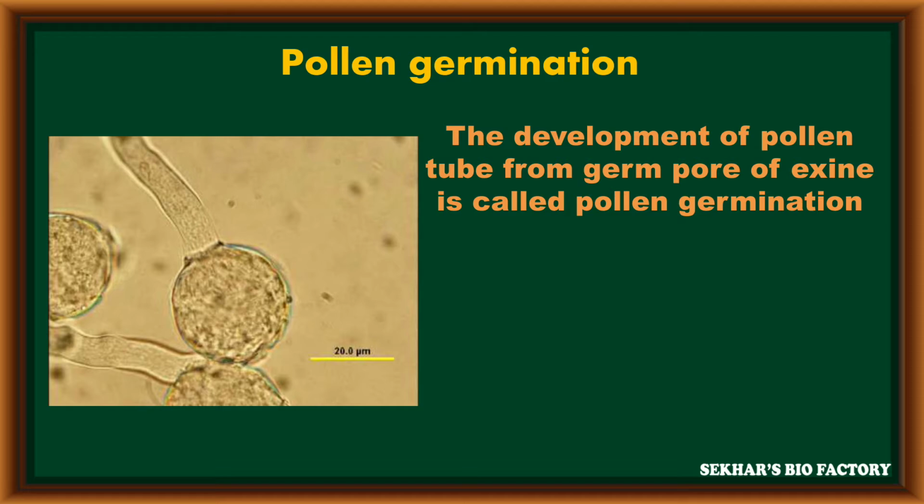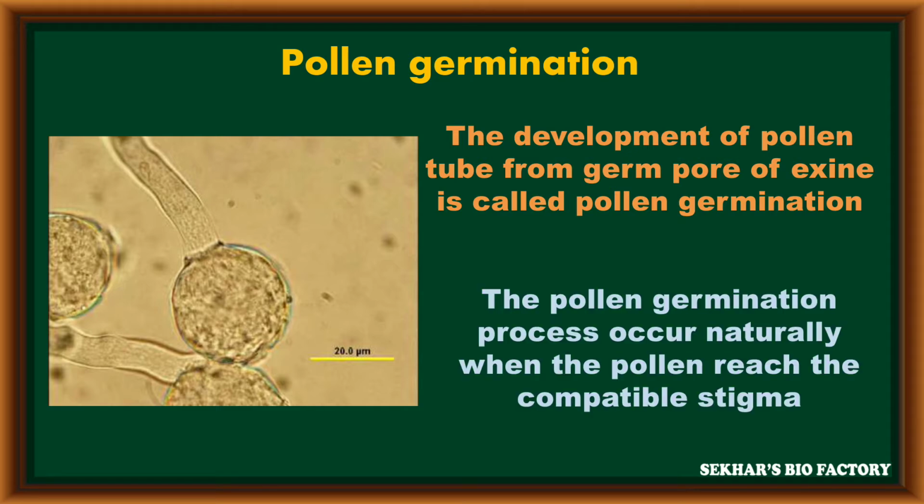Pollen germination is a process in which the pollen tube develops from the germpore of the exine. It is called pollen germination. This process occurs naturally when the pollen grain reaches the compatible stigma.